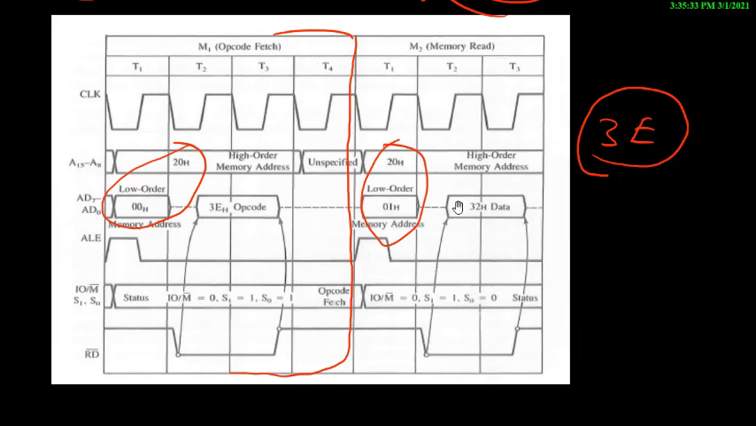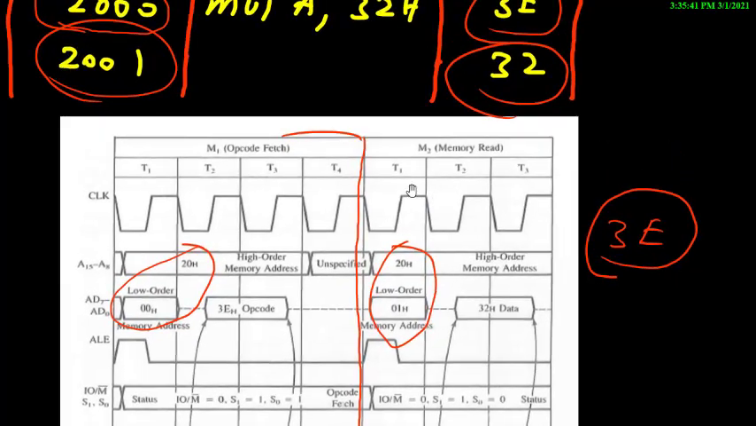The data 32 is copied. Because the ALE signal becomes low, this is acting as a data bus and it gets completed within 3 T states. So here what we see is this opcode fetch plus memory read operation. It becomes one instruction cycle.